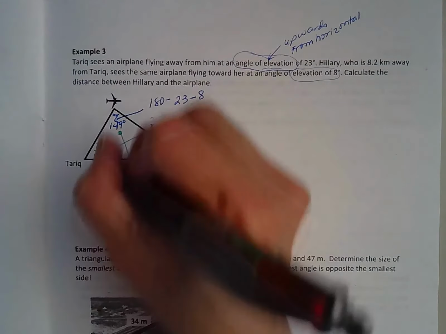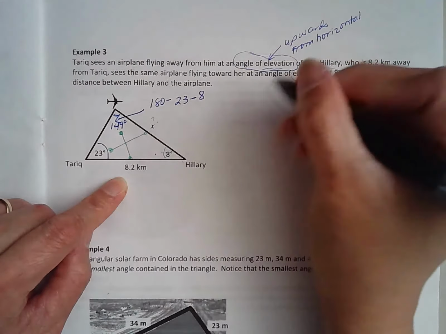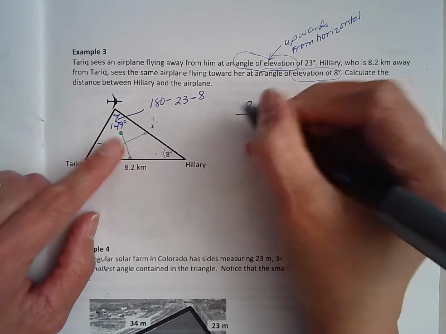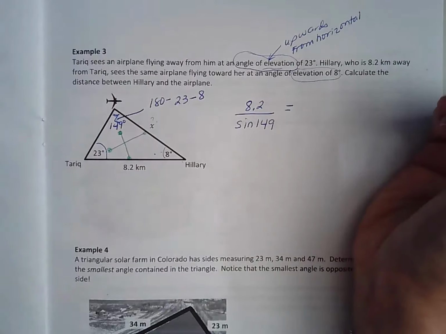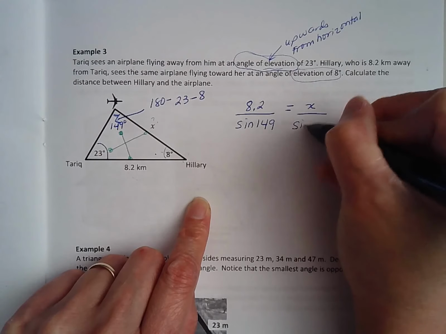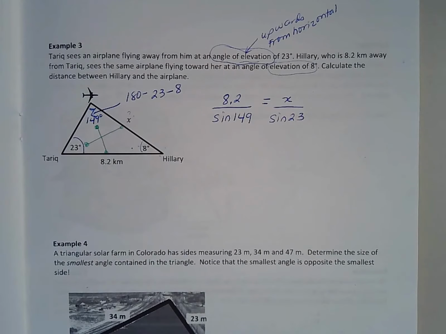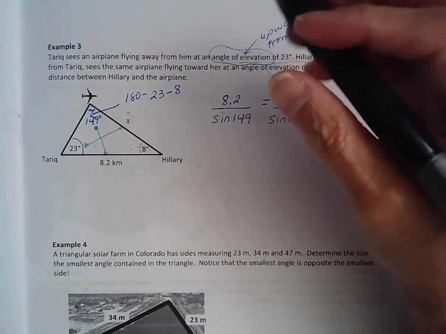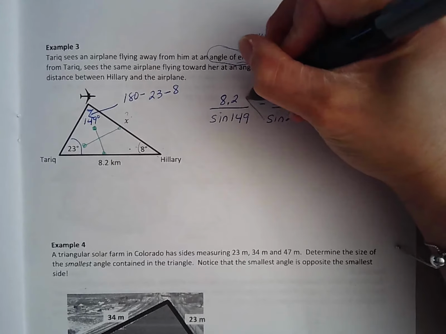Okay. So let's use sine law. What's the sine law? Side, which is 8.2, divided by sine of 149 equals x divided by sine of 23. And those are supposed to be equal to each other. So what are we going to do to solve for x? We're going to cross multiply these things. Cross multiply.